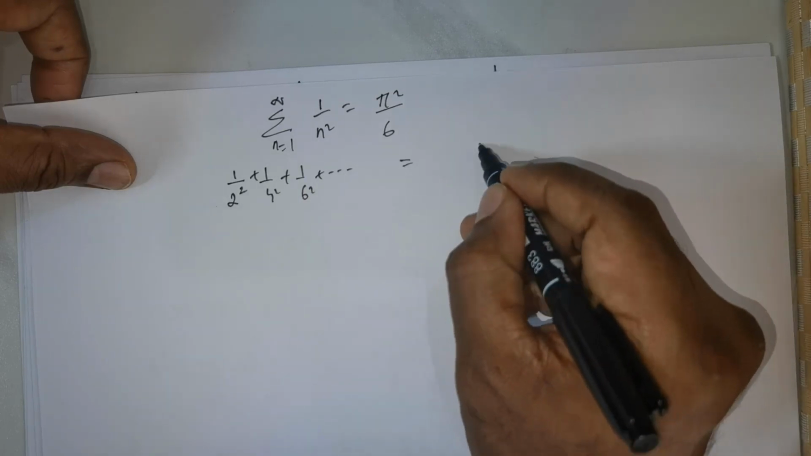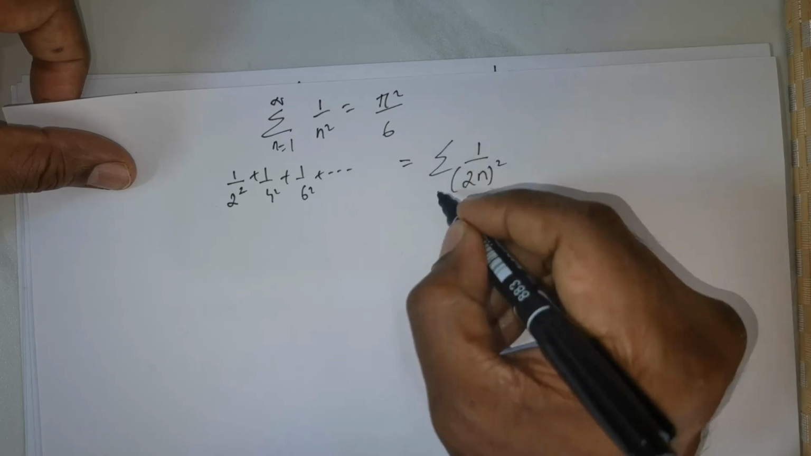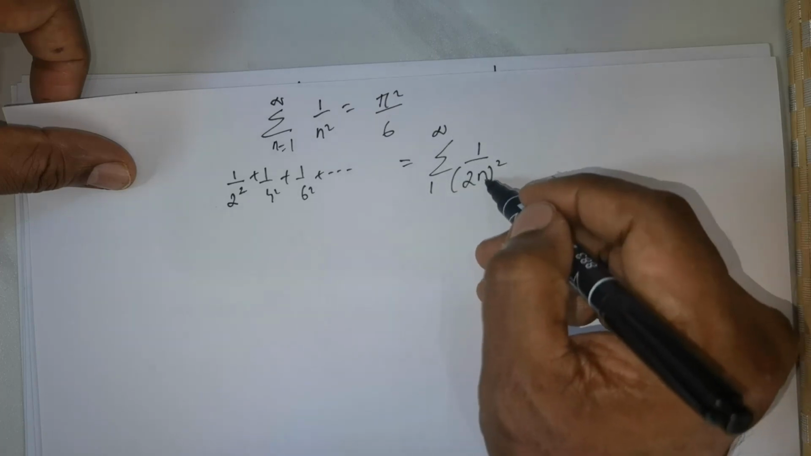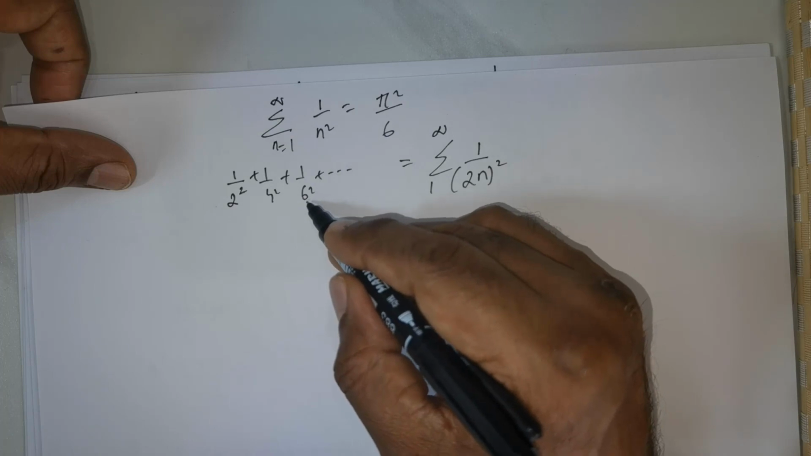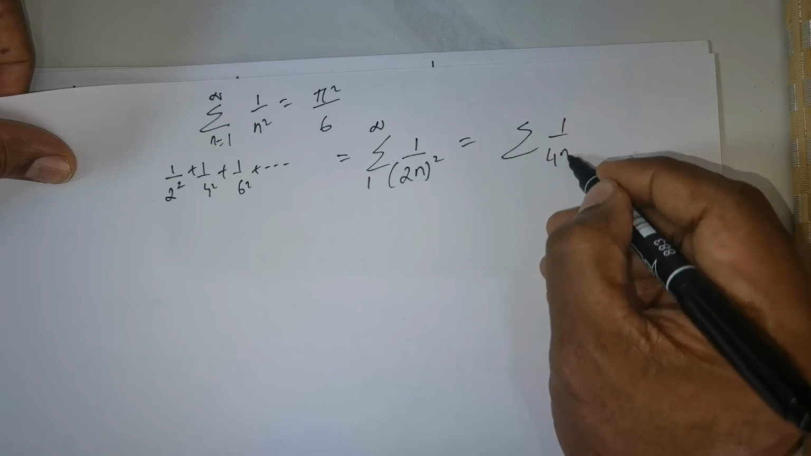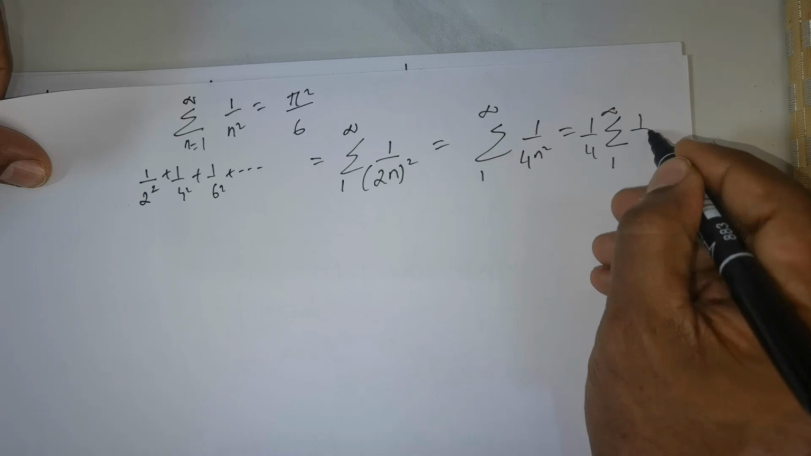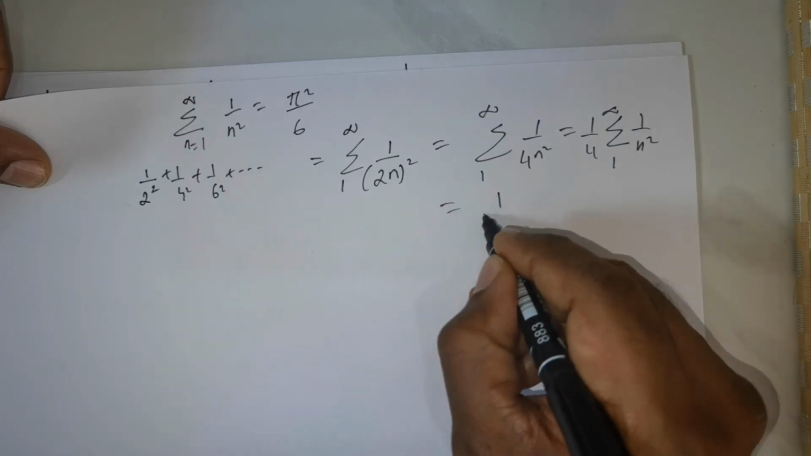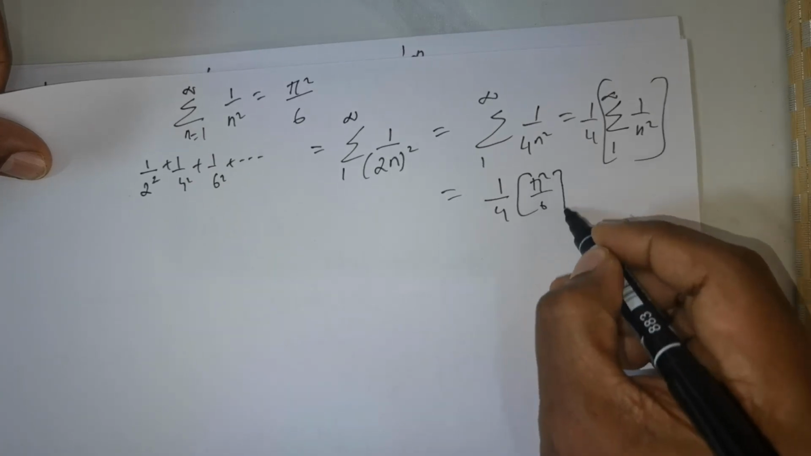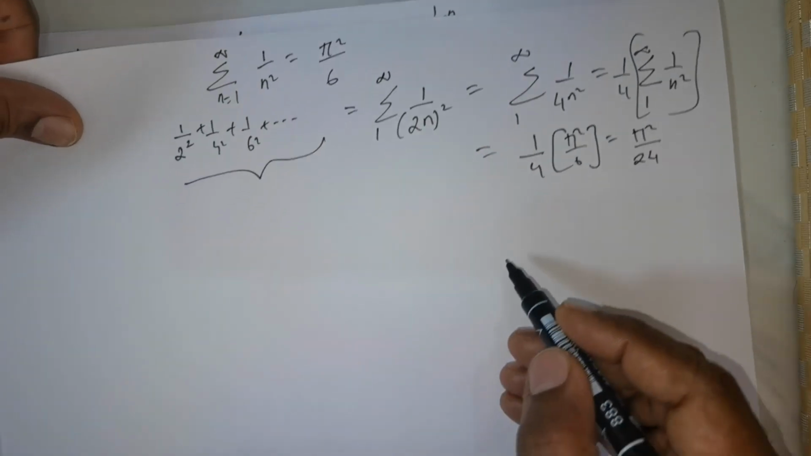Now can I write this as the sum of 1 over (2n) raised to the power of 2, n is equal to 1 to infinity? N is equal to 1, I get 2, n is equal to 2, I get 4, n is equal to 3, I get the third term, and so on. Now can I rewrite this as 1 over 4n squared, as 1 over 4 times the sum from 1 to infinity of 1 over n squared? I know this value. This is nothing but pi squared over 6, so this is pi squared over 24, right? These are all the even terms.